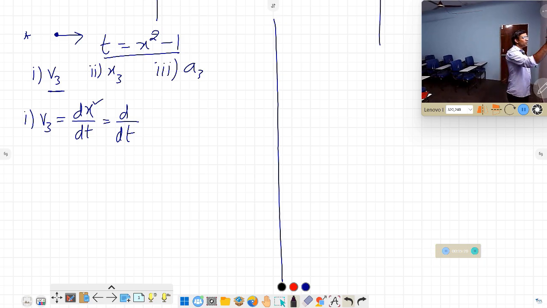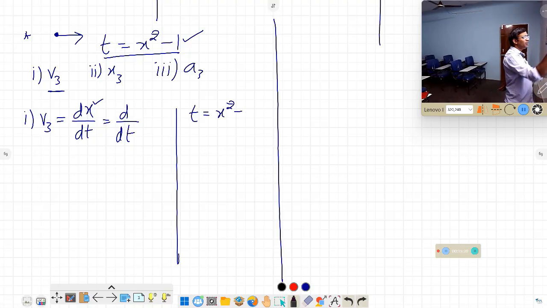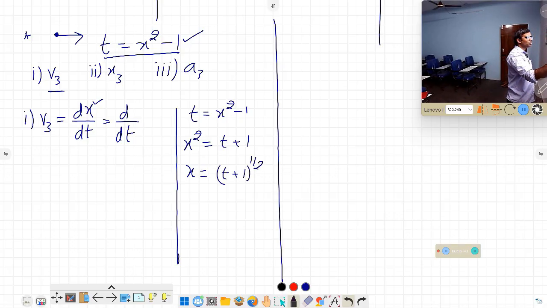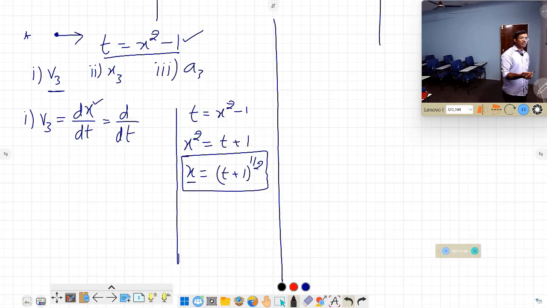So first we have to write the given equation in terms of our understanding equation. t is equal to x squared minus 1. Can I write this equation like this? x squared is equal to t plus 1. Next, x equals t plus 1 whole power 1 by 2. So we got the x value equation. Now this x value changes from time to time, so in the place of x, I can write t plus 1 whole power 1 by 2.